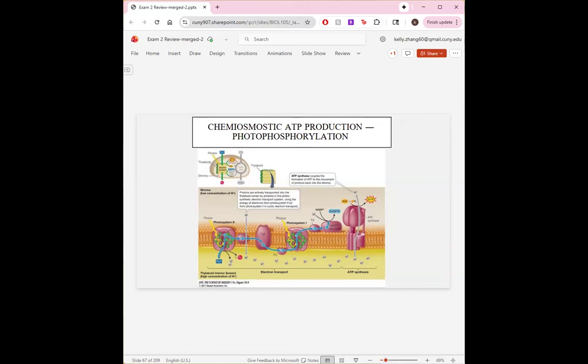So the steps are: protons are transported from the stroma to the thylakoid by electron transport, which creates a proton concentration gradient across the membrane, and then ATP synthase uses energy from the movement of protons back to the stroma to form ATP.